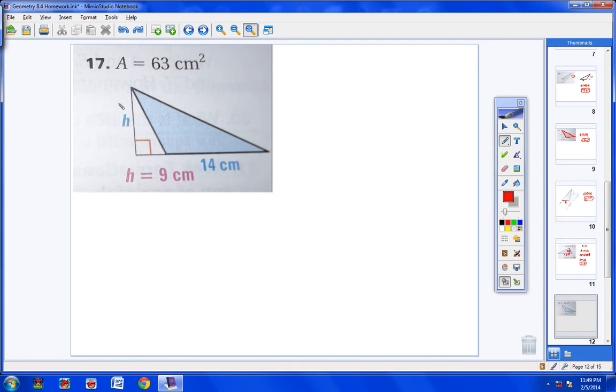We don't need to flip this one. We're looking for the height. There's my h. They give us the area, 63, and they give us the base. The base is 14. So here's our formula. Area of a triangle equals 1/2 base times height. For A, I'm going to substitute 63. That's my area. For 1/2, I will leave it 1/2. For B, I will put 14. And for H, I will simply put H.